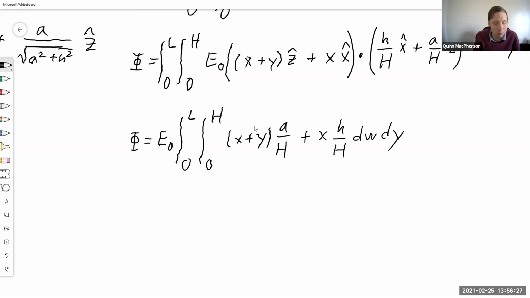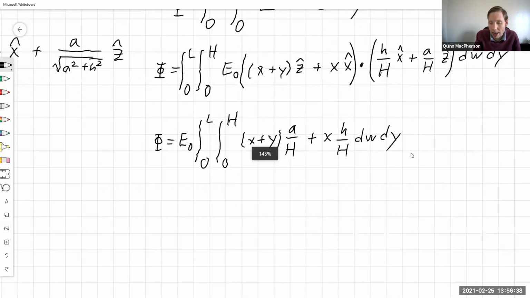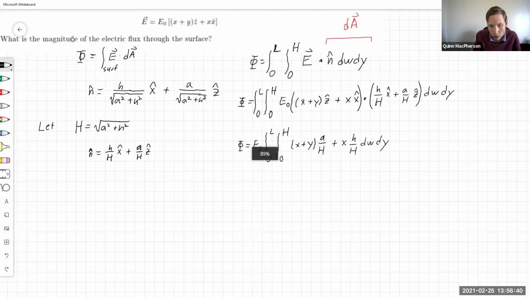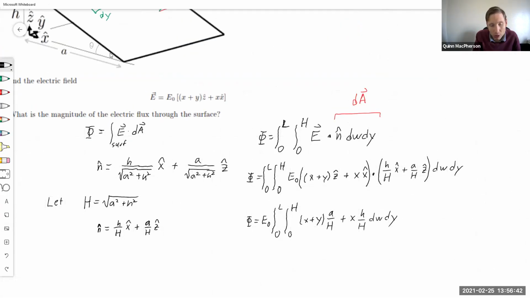Actually, there's one little bit we need to do before we do the integral. The integrand, this thing inside here, has x's in it, but x is a function of w, right? As you go in the w direction, you change x. If you go in the x direction, you change w. They're related to each other.